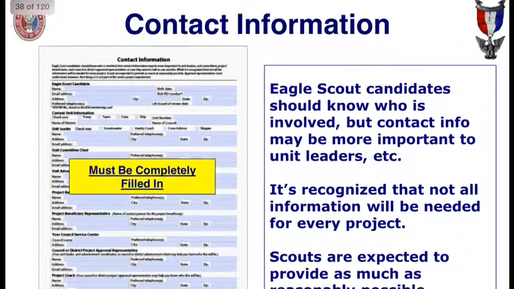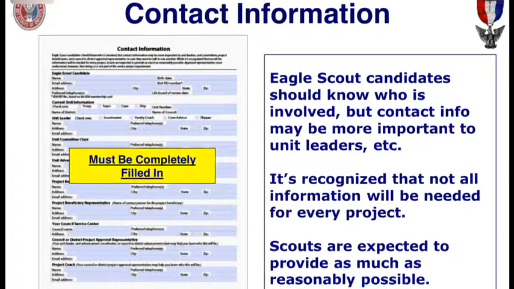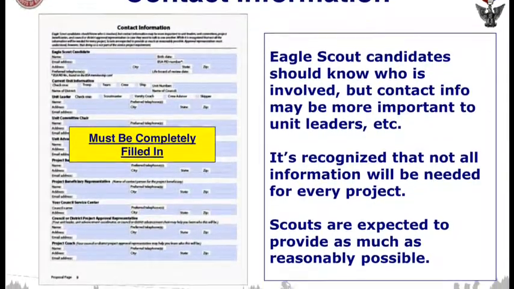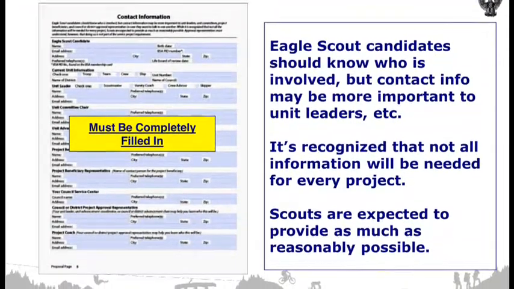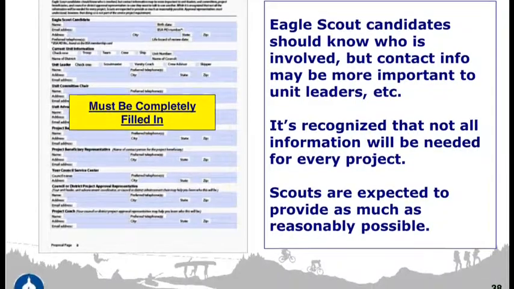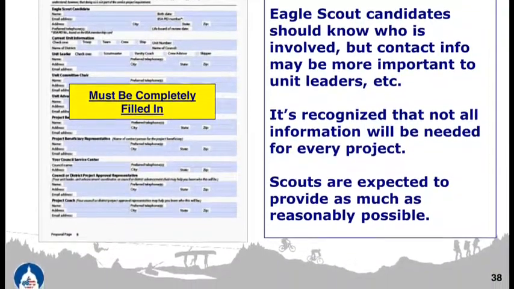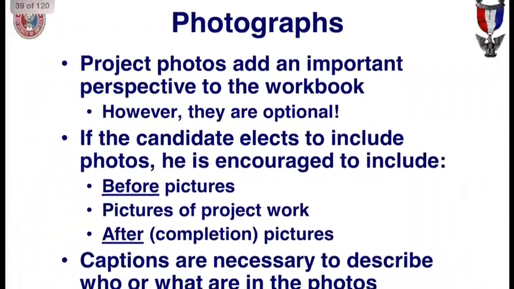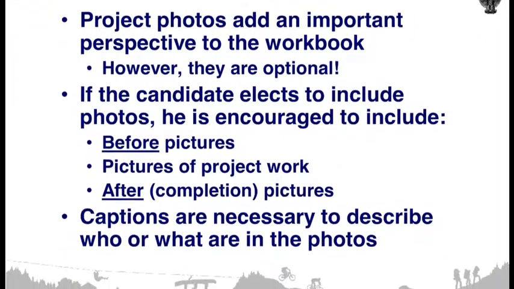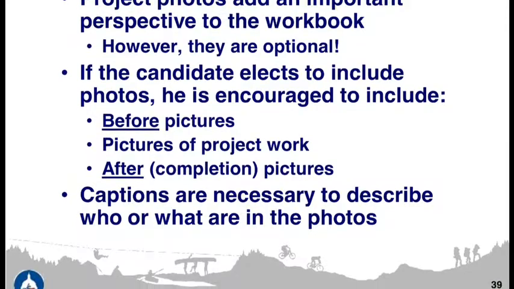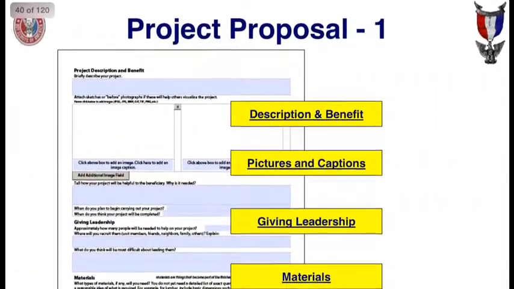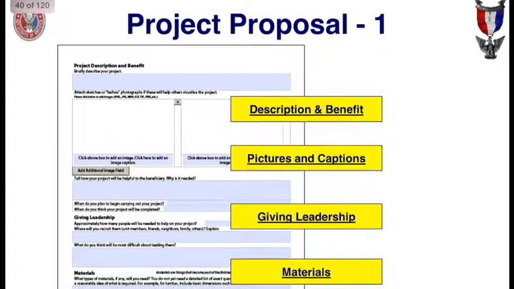Let's look now at how to fill out the information. The first step is to fill out your contact page. This page must be completely filled in, and your Life to Eagle coordinator can assist you with the specific details. One of the first things that the project proposal asks for is photos, both before and after pictures with captions to help the reader understand specifically what you're trying to accomplish.